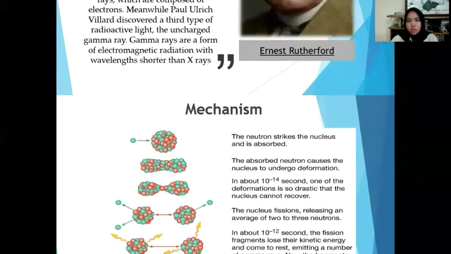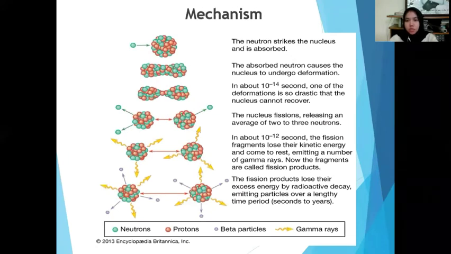Next, the mechanism. The neutron strikes the nucleus and is absorbed. The absorbed neutron causes the nucleus to undergo deformation. In about 10 power minus 14 seconds, one of the deformations is so drastic that the nucleus cannot recover. The nucleus fissions, releasing an average of 2 to 3 neutrons.